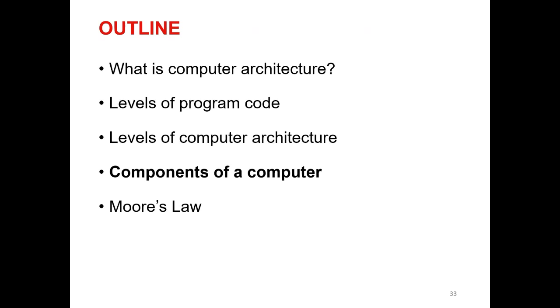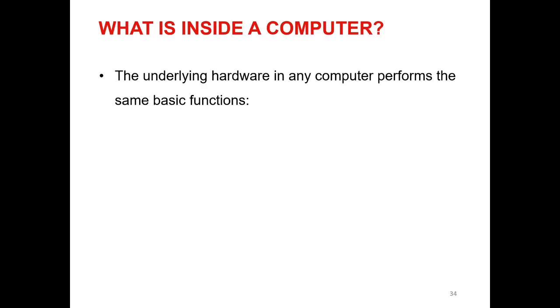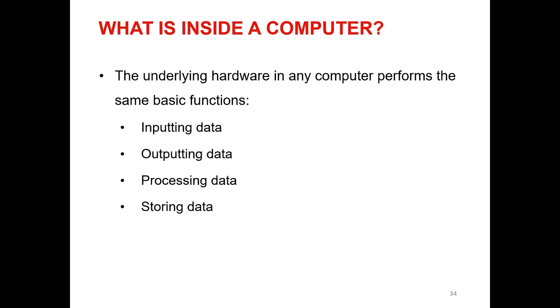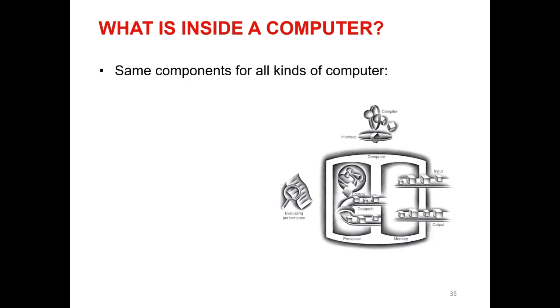So now we are going to see the components of a computer. Probably you could think of some of the components that we have in a computer. We need hardware to input data, the keyboard, for instance. We need hardware for watching the results. The screen will be the most common one. We will also need hardware for processing the data, what we usually call the processor. We also need hardware for storing data: hard disk, the memory. So all computers have more or less the same kind of components.